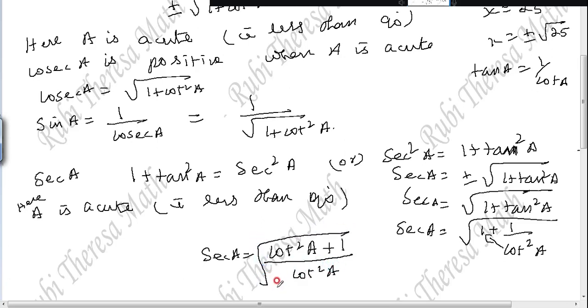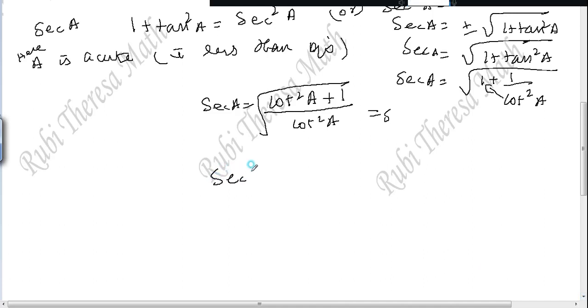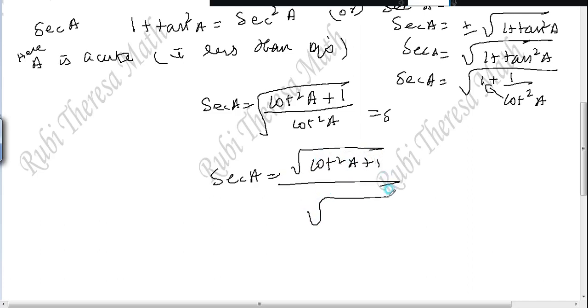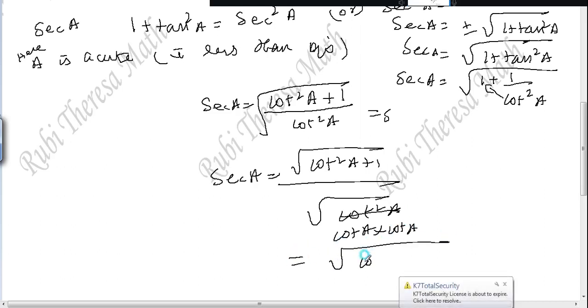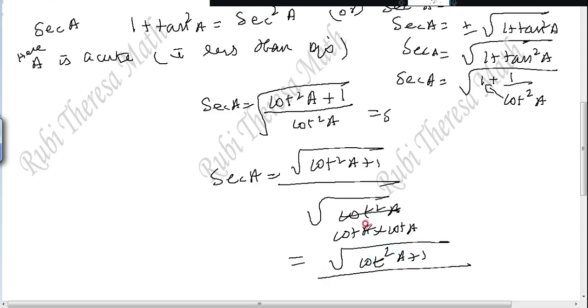Root of, next one is secant A equal to numerator and denominator. Just you split it out like this. For numerator, this is. Next, denominator. For denominator, what is it? Cot A into cot A. Numerator as it is you must write, because here there are two terms. You won't be able to find out the square root. So cot squared A plus 1 divided by cot A into cot A.